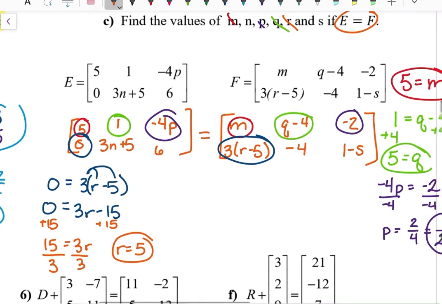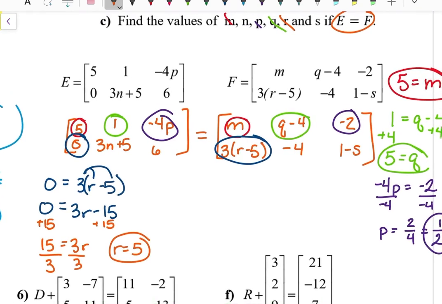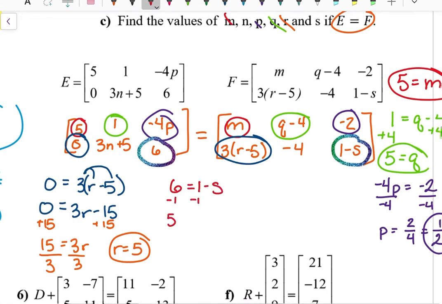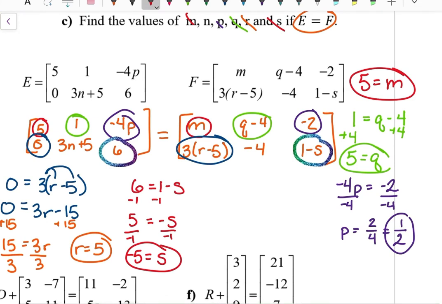We got 2 more. Next one I'm going to do, and I'm going to pick a different color again. I'm going to do 6 and 1 minus s. So I got 6 is equal to 1 minus s. I'm going to subtract that 1 over, and I get 5 is equal to negative s. I need to get rid of that negative, so I'll divide by negative 1. And I get negative 5 is equal to s. Cool, found s.